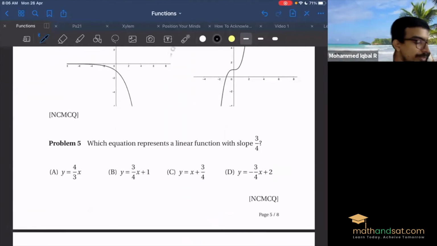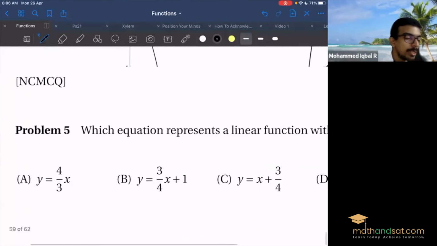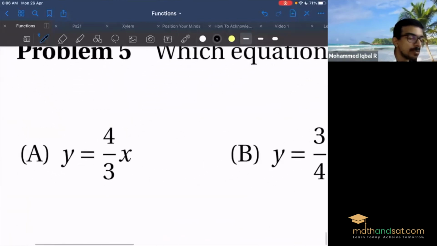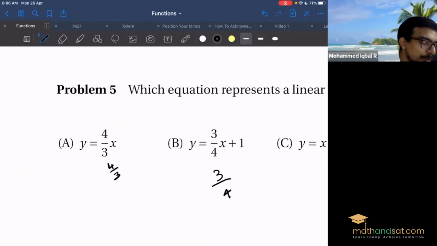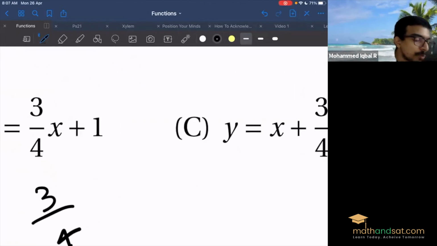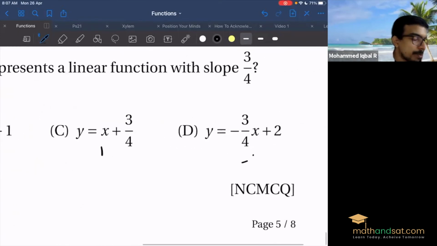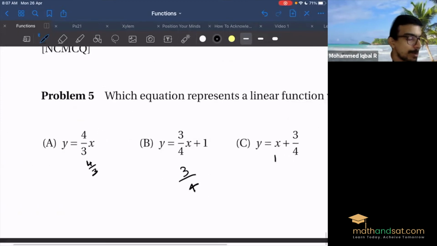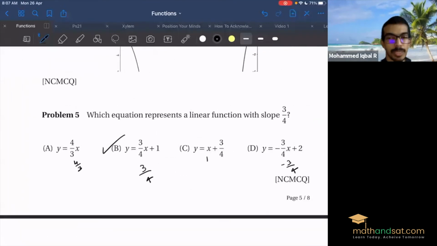Next question. Which equation represents the linear function with slope 3 by 4? Let's check the slope in each case. This is y is equal to kx form. So the slope is 4 by 3 here. Here the slope is 3 by 4. Here the slope is 1. Look at the coefficient of x. It is 1. Here the slope is minus 3 by 4. So slope 3 by 4 corresponds to this option. Okay, is that okay? Yes, a simple question, right?